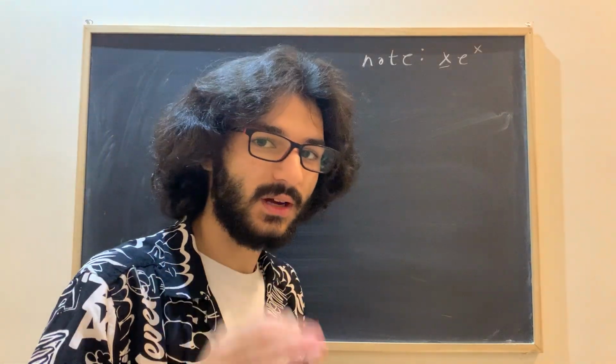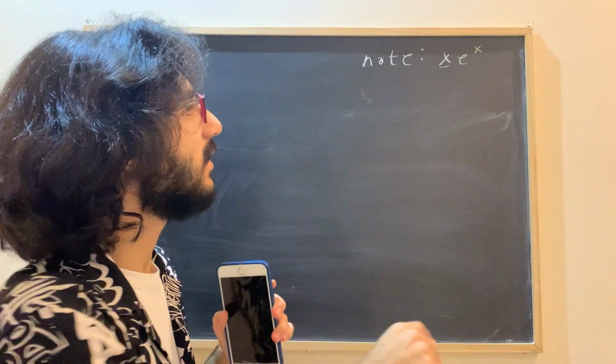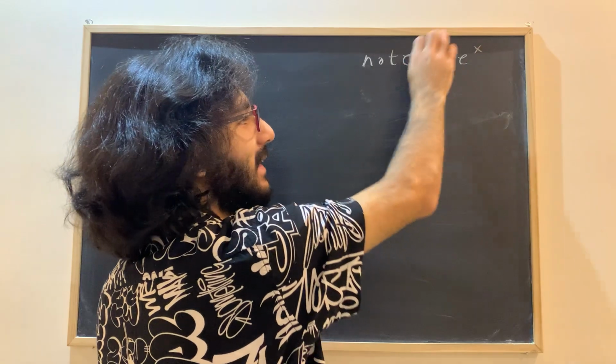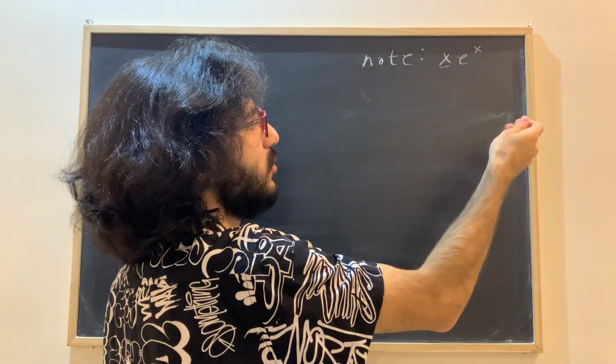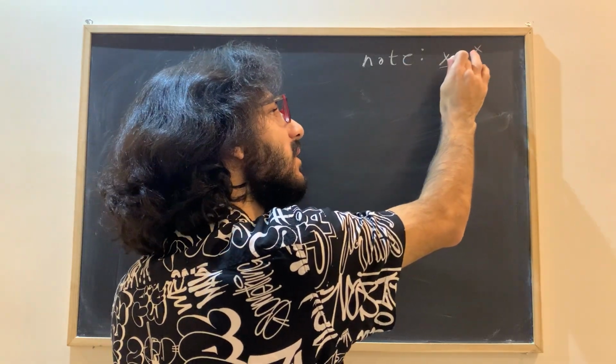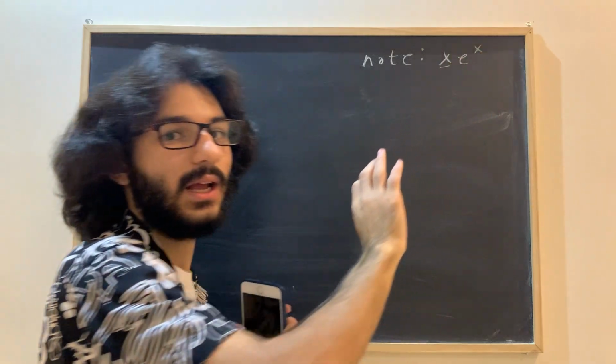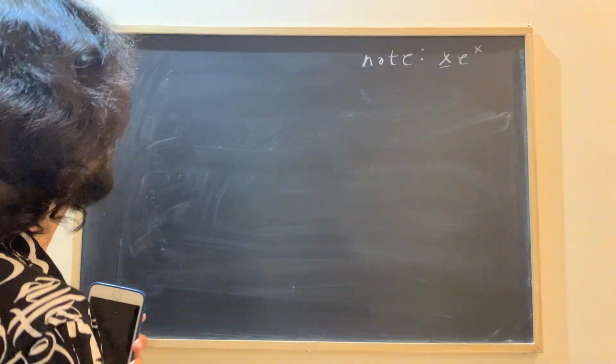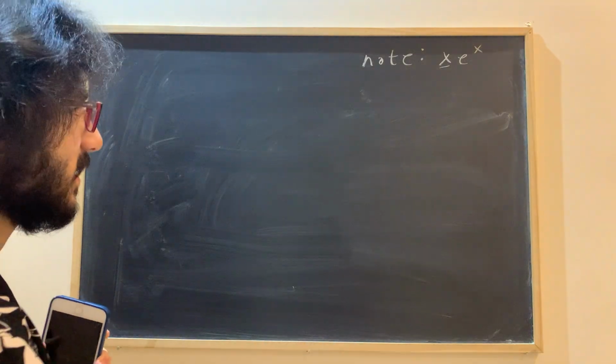Before starting with the question, I decided to write a note here to show what exactly we need to get the form into. We need to get x e to the x, obviously x being any function. So I'm going to start off with the question.